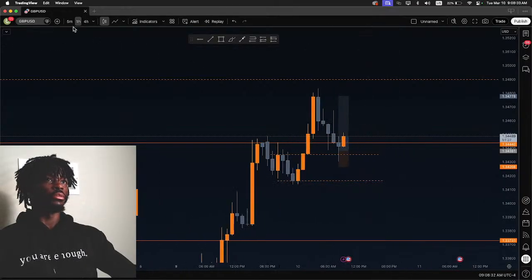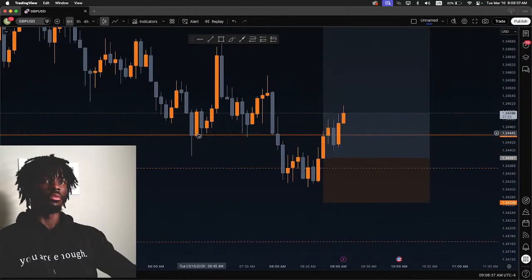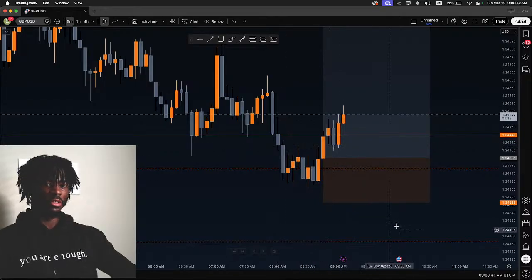G is playing out. G is looking clean right now. Came up, created a higher low. As long as price maintains above this area of support, buys will still be valid. So you keep holding this trade.